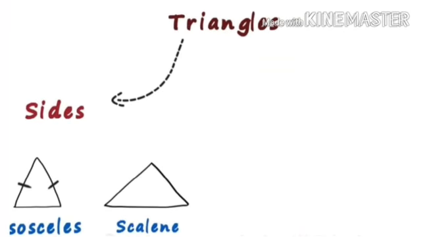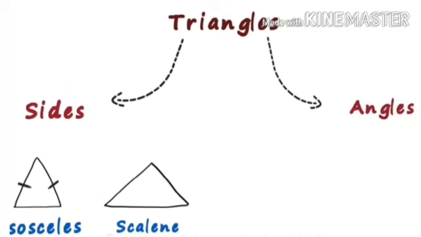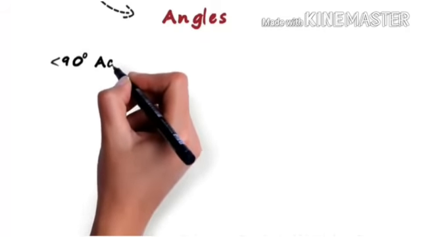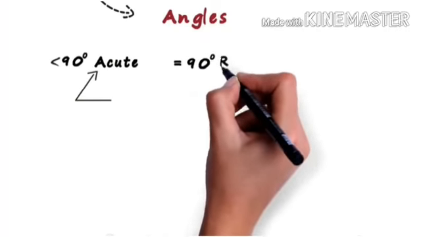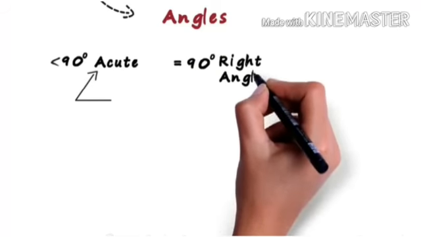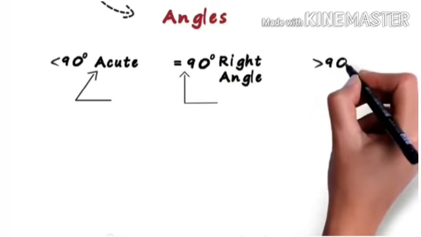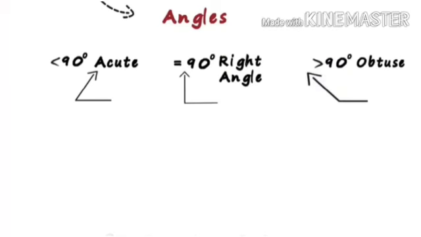The other way in which they can be classified is by the measure of their angles. Let us review the topic of angles a bit. If an angle is less than 90 degrees, it is called acute. The angle will look something like this. If it equals 90 degrees, then it's called a right angle, which will look exactly like this. And if it's greater than 90 degrees, then it's called an obtuse angle. This is how it will look.